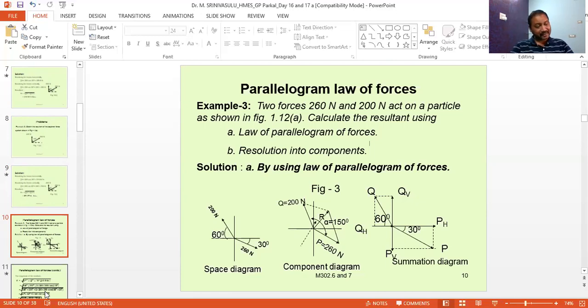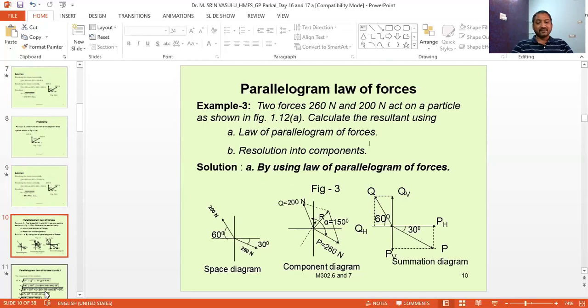And in both cases, we should show that the resultant force acting is same. So whatever be the method, the magnitude of the resultant force acting on the body must be same. That we have to show. So now take this problem.